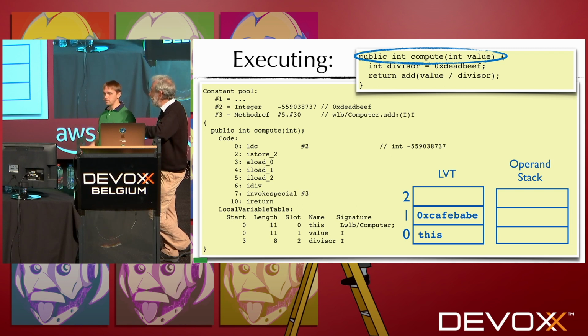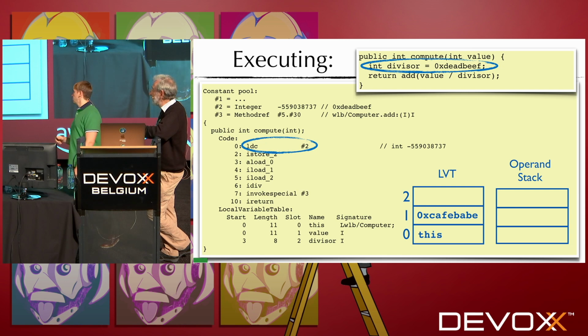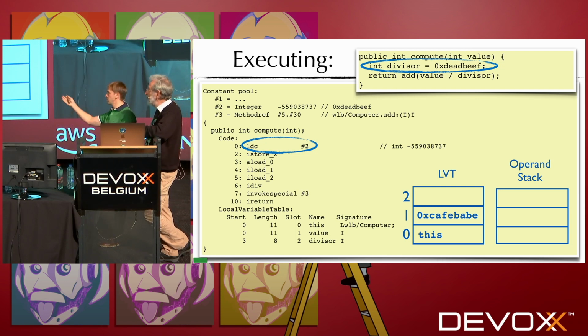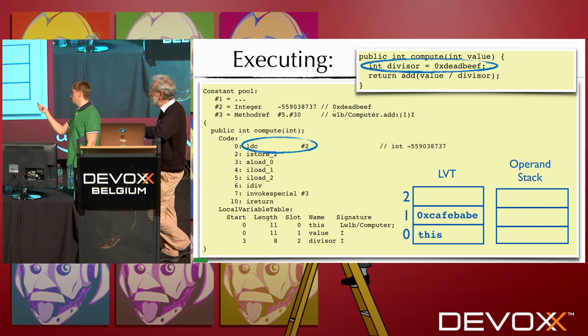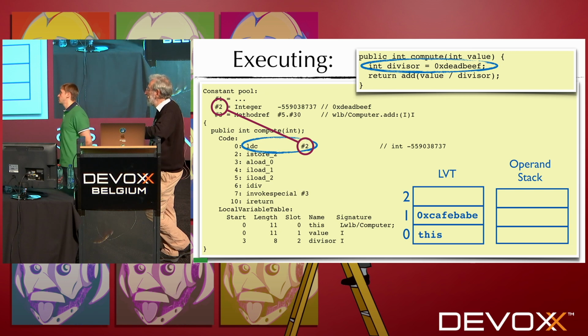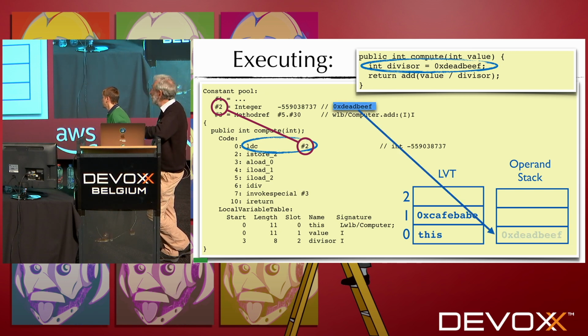So at this point, we haven't executed a single bytecode yet. So if we go on, it's time to invoke the bytecode. The interpreter will take the bytecode stream and execute bytecodes top to bottom. The first one is LDC, which stands for load constant, which, as the name suggests, loads a constant from a constant pool onto a stack. So we see LDC2 points to an offset 2 in the constant pool, in this case is a deadbeef, and deadbeef lands in our operand stack.